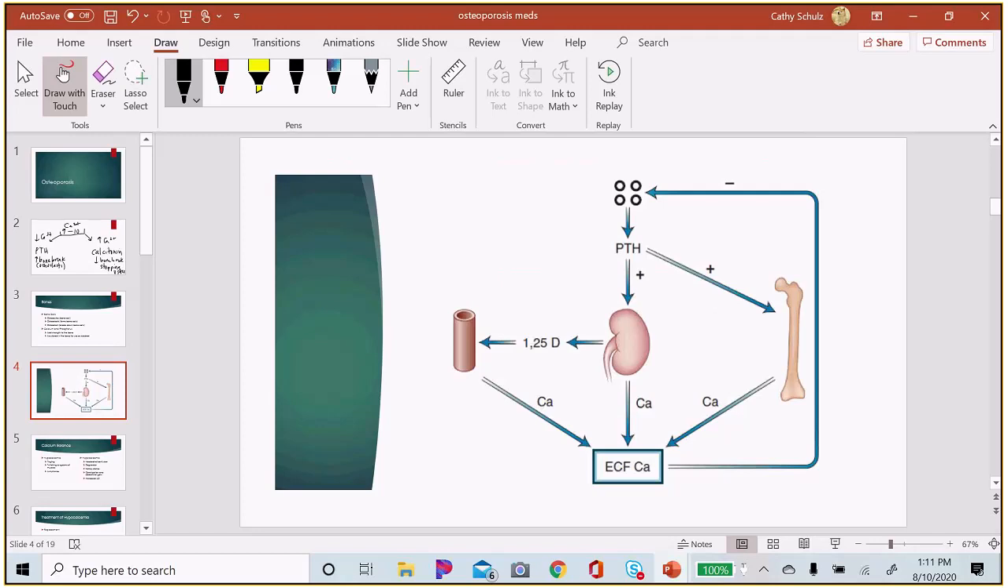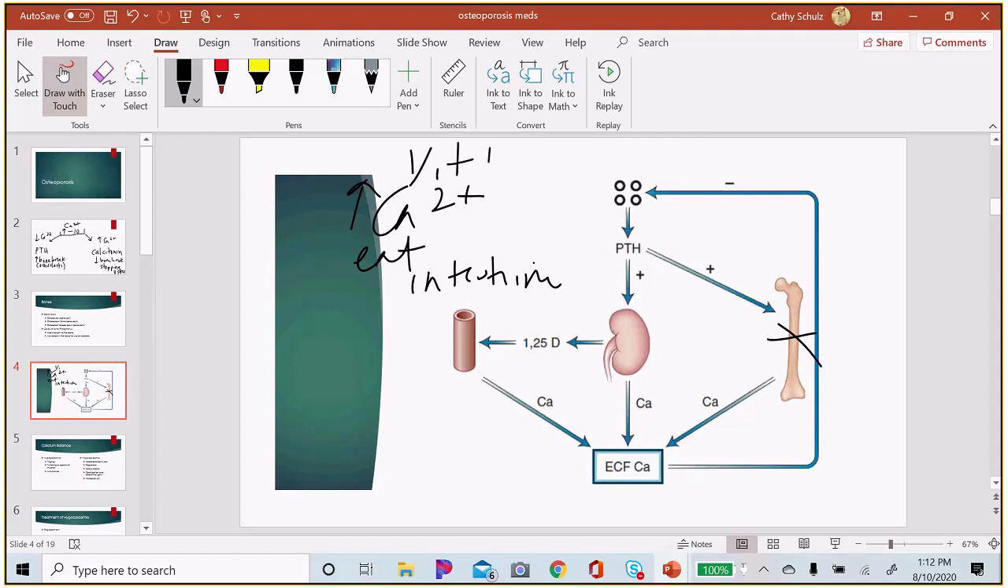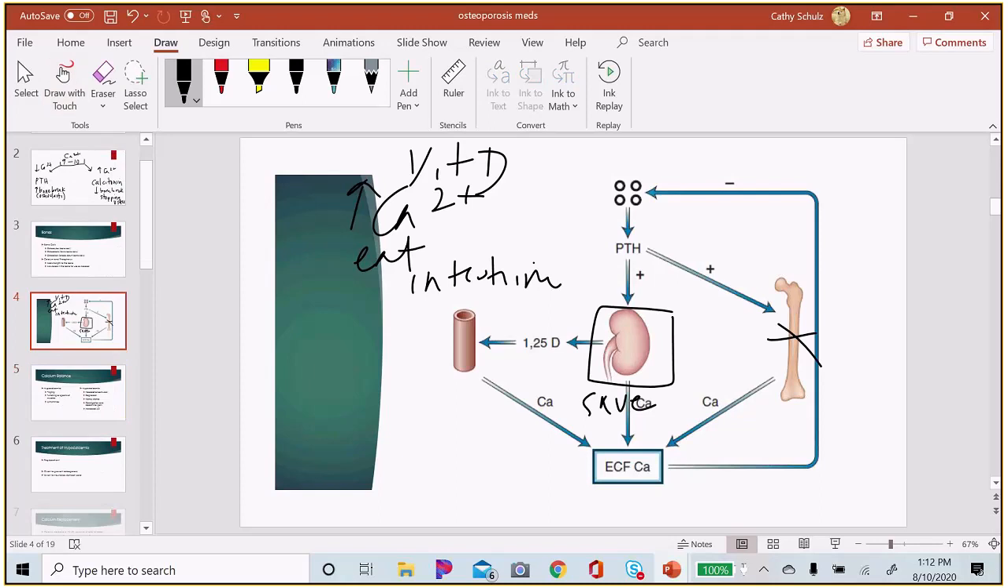So the other thing that parathyroid hormone does, besides break the bones down to get more calcium, is it also activates vitamin D in the intestine to increase absorption of calcium that we eat. So that's why it's always good to take vitamin D with your calcium. And it also tells the kidney to save calcium. So that's how we end up with more.